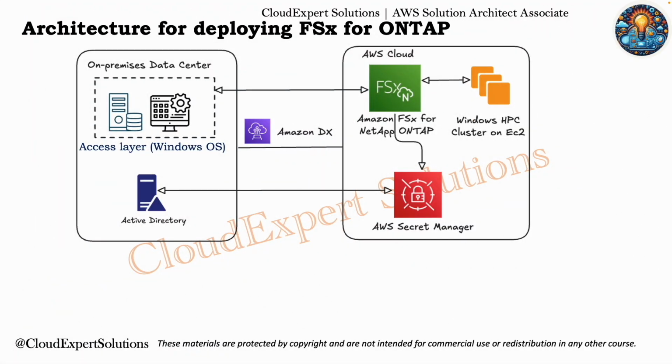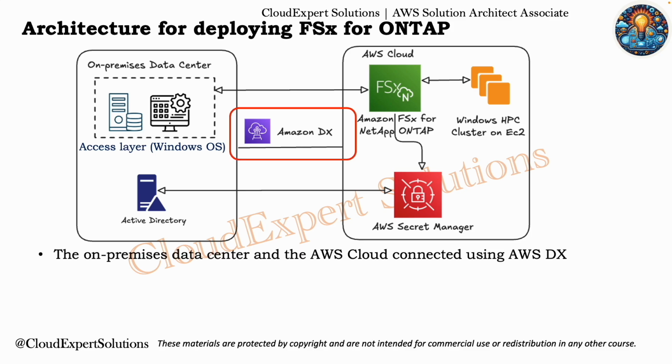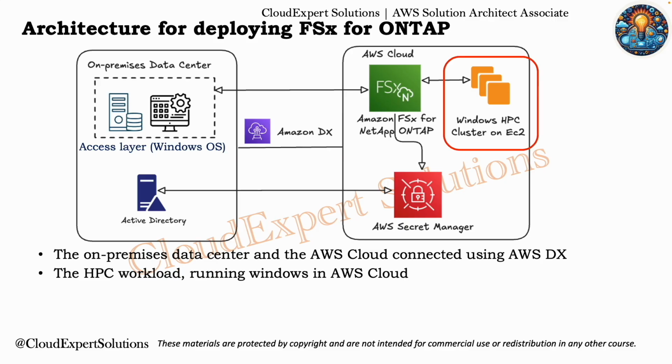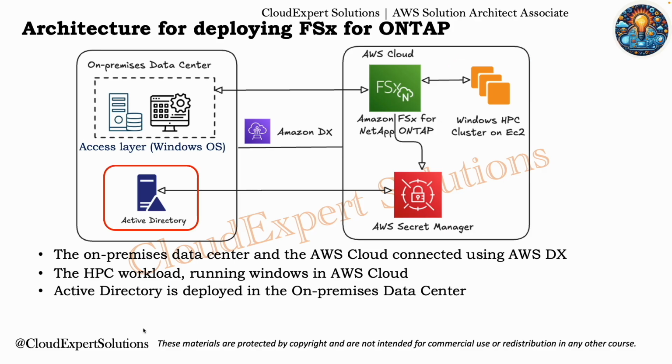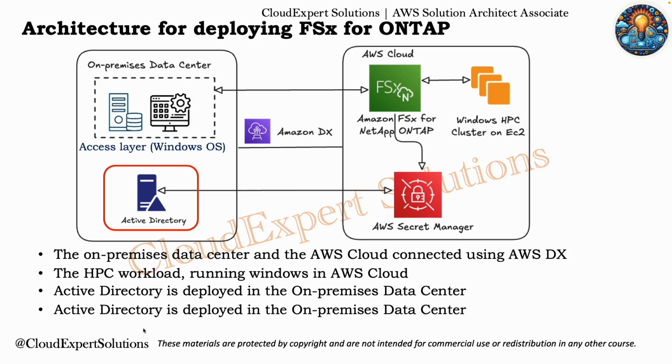This is an enterprise architecture to deploy FSx for NetApp ONTAP, and the focus here is deployment for a Windows workload. Now let's understand the different components. First, the on-premises data center and the cloud environment are connected using AWS Direct Connect. You need either a Direct Connect or a VPN connection. The HPC workload running Windows is deployed in the AWS cloud. Active Directory is deployed in the on-premises environment, and it is used for authentication purposes. And in this architecture, the access layer running on Windows is deployed in the on-premises environment.